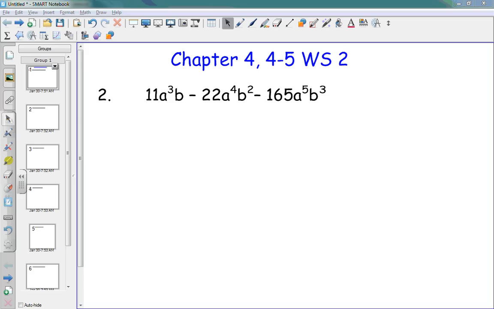The worksheet from yesterday. Now let's talk about this. I'm going over some of the hardest points on the worksheet from yesterday to make sure you guys know what you're doing. Okay? So, number 2. How do I go about doing this?